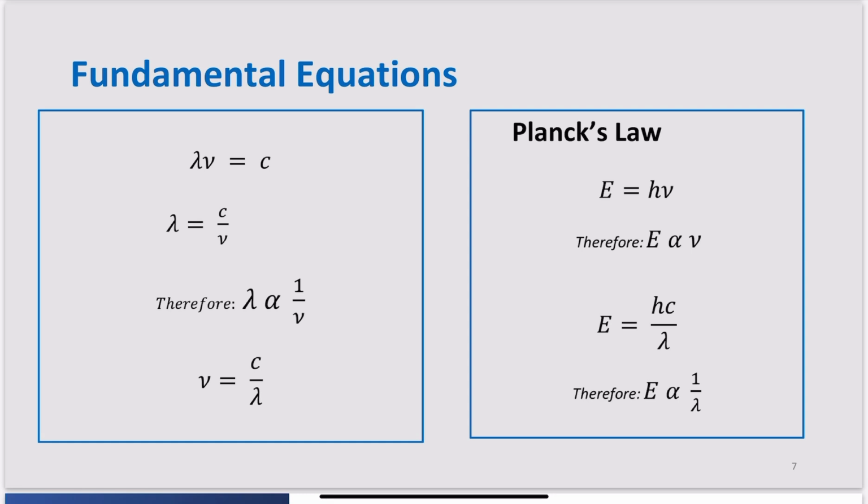So let's talk through our equations here. We've got the speed of light, and this is equal to the wavelength times the frequency. We can rearrange this equation. Wavelength is equal to speed of light over frequency. So therefore, I see that my wavelength is inversely proportional to frequency.